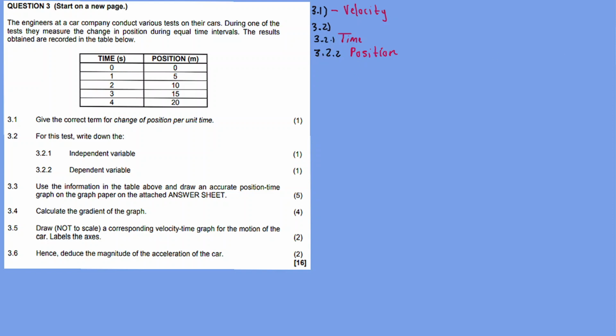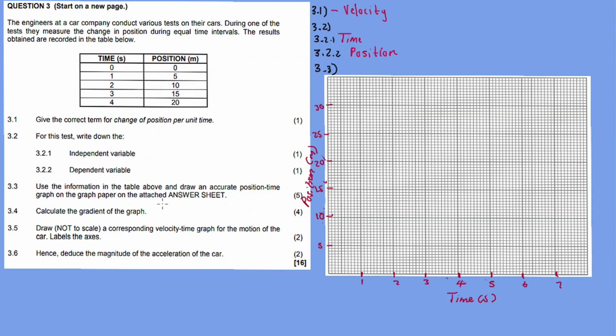Now 3.3: use the information in the table above and draw an accurate position-time graph on the graph paper on the attached answer sheet. So now the graph sheet. On the x-axis you put your time. This is where your independent variable must sit, on the x-axis. On the y-axis must be your dependent variable.